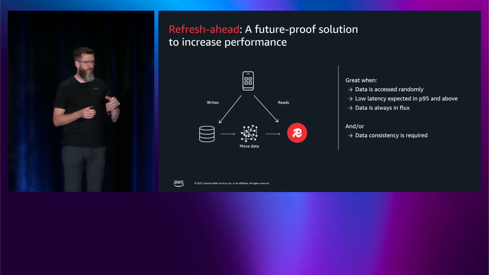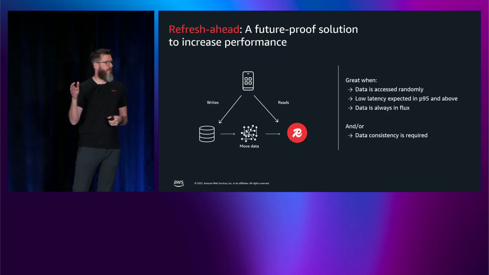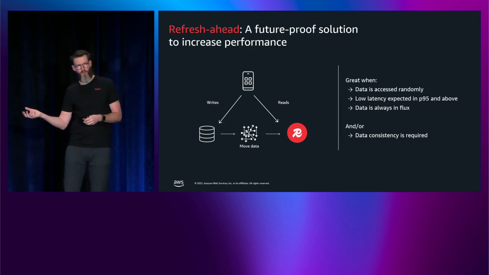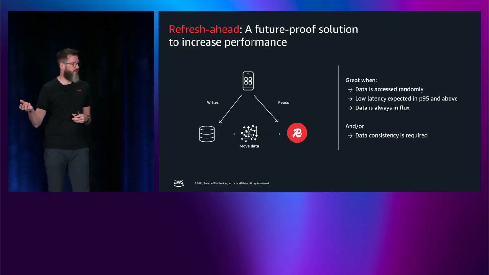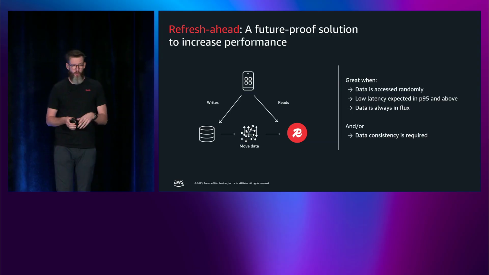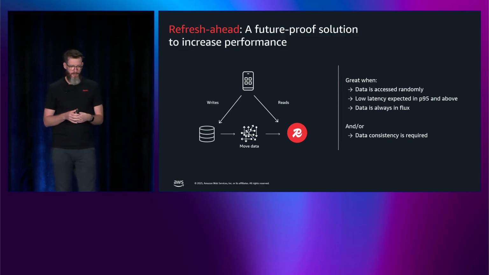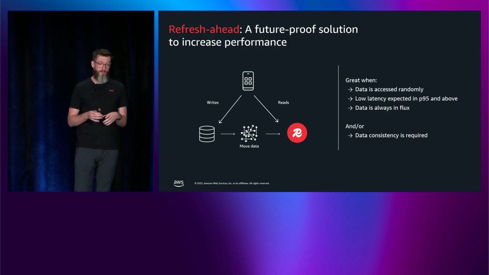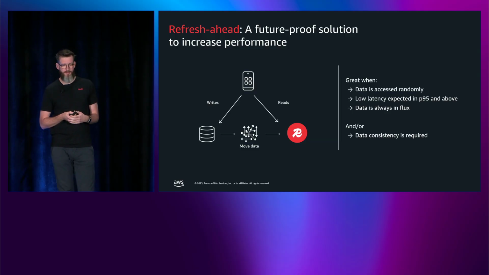You could also see this, for the architects or the computer science room, as CQRS. It's a common use case of CQRS, where you will model your data for writes in a specific domain-specific model, and then you will translate your data into Redis data structures to serve your reads faster. Of course, this is great when data is accessed randomly, you can't have high P95 latencies, data is in flux, or higher data consistency is required.